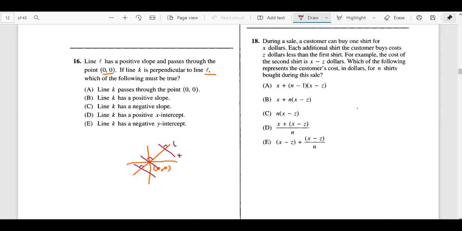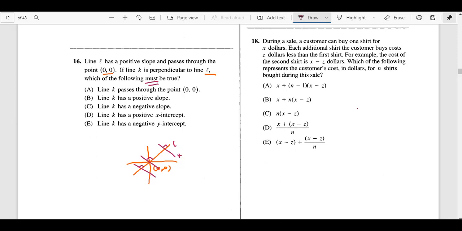Which of the following must be true? Line K passes through 0, 0. Yes, it could be that the line K passes through 0, 0, but it is not mandatory. It is not something that is given. It is not something that we would have in every case. We have many possibilities for K, right? So yes, one of the possibilities could be that it passes through 0, 0, but it is not a must. So A is not the answer.